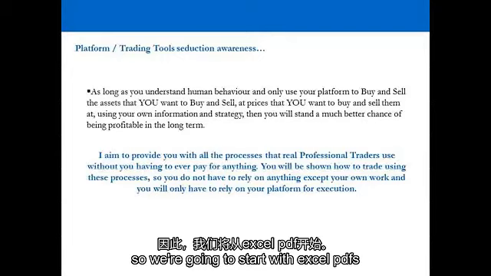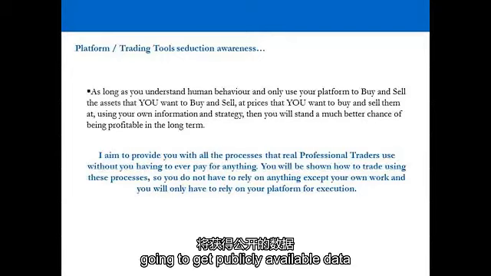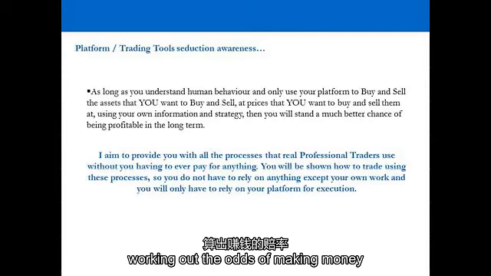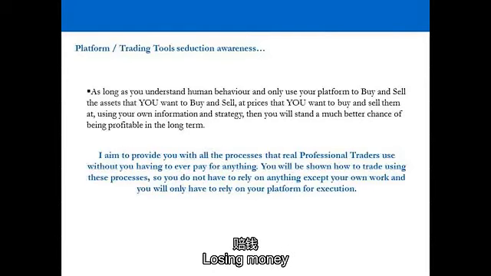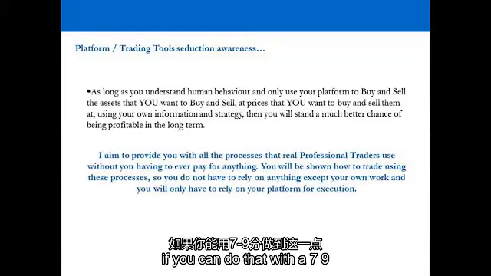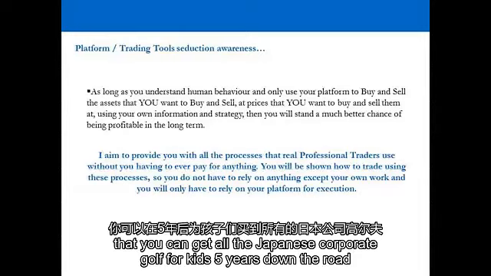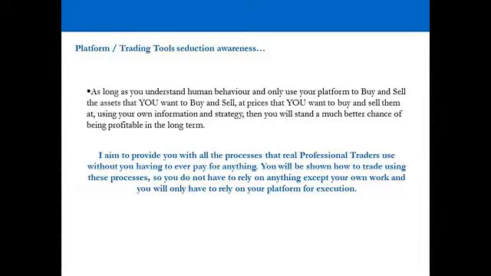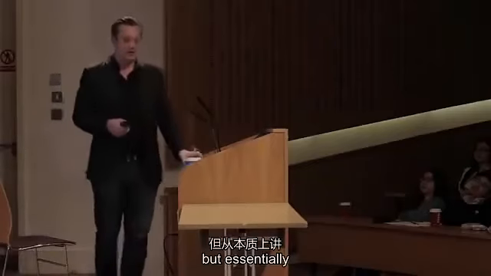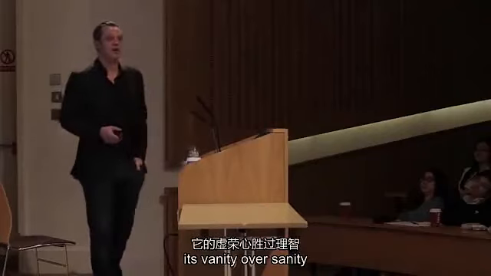So we're going to start with Excel, PDFs, going to get publicly available data, working out the odds of making money, losing money, proper risk management, proper ideas. If you can do that with a 7-iron, then you can get all the Japanese corporate golfer kit 5 years down the road. But essentially, to begin with, it's vanity over sanity.